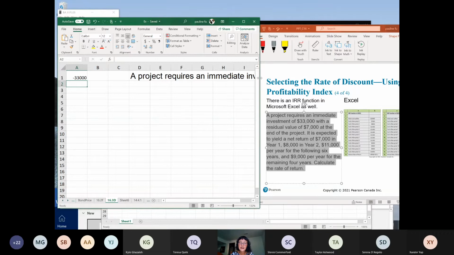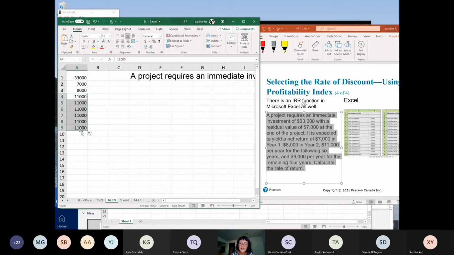It is expected to yield a net return of 7,000 in year 1. So 7,000 in year 1, and then 8,000 in year 2, and then 11,000 for the 6 years. So 11,000 will happen 6 times. Okay, 11,000 for the 6 years.